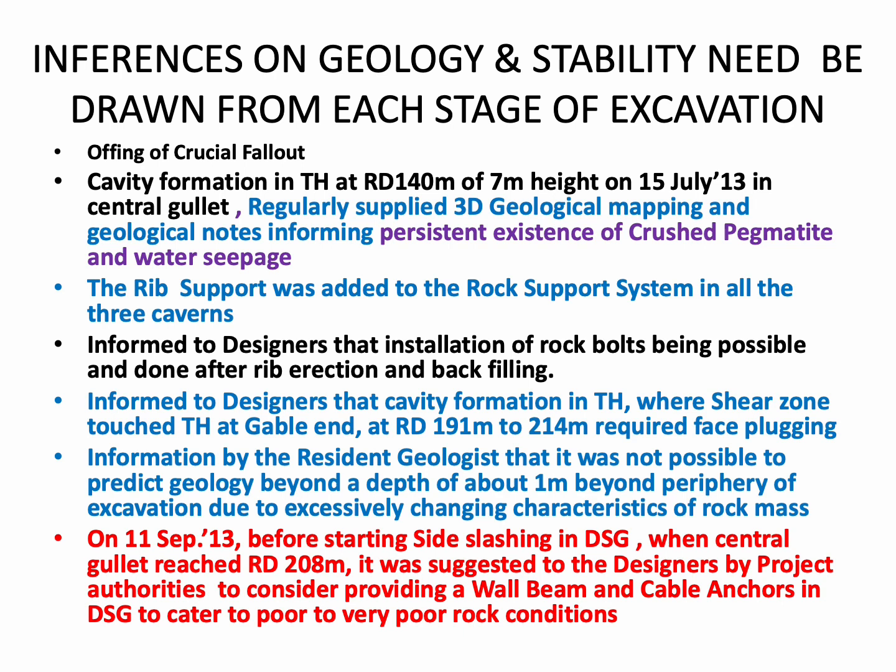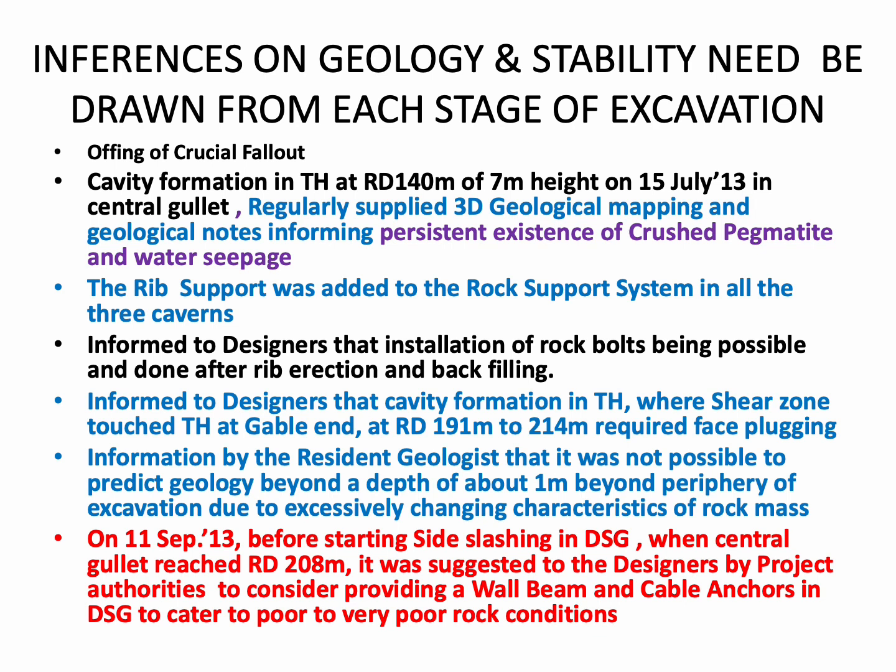The situation was at the offing of a crucial fallout. Cavity formation occurred in the transformer hall at RD 140 meter, of 7 meter height, on 15th July 2013 in the Central Gullet. Regularly supplied 3D geological mapping and geological notes informing of the persistent existence of crushed pegmatite and water seepage were provided by the resident geologist. The rib support was added to the rock support system in all three caverns.